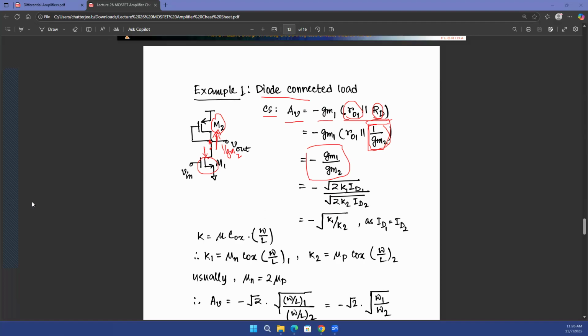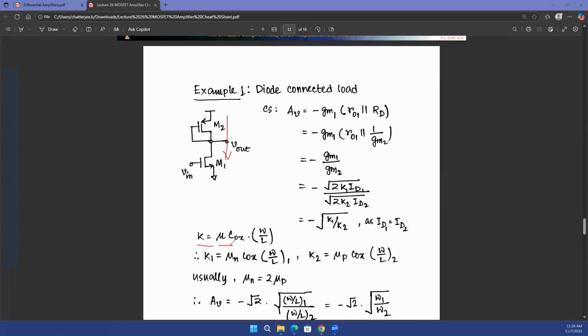Minus GM1 over GM2. Now we can represent GM as square root 2 times K times ID in both numerator and denominator. Because ID, the current that flows through both the transistors, has to be equal because of KCL. The same current flows through the top as well as the bottom because of KCL. Current has nowhere else to go. So your ID gets cancelled out. So you have square root of K1 over K2.